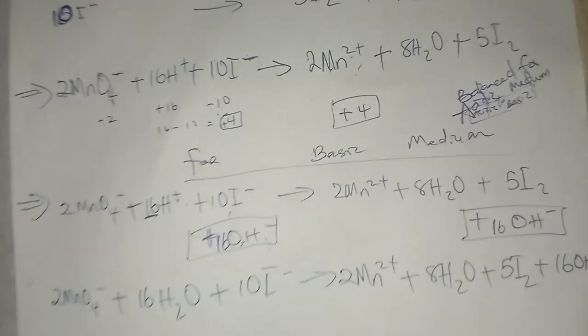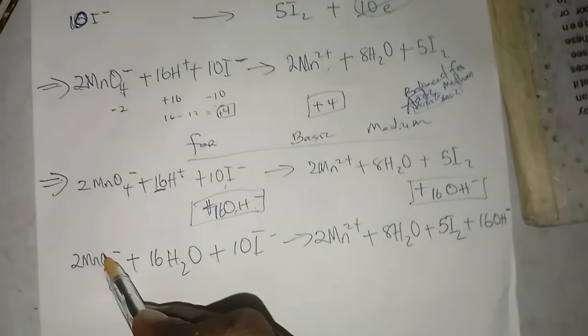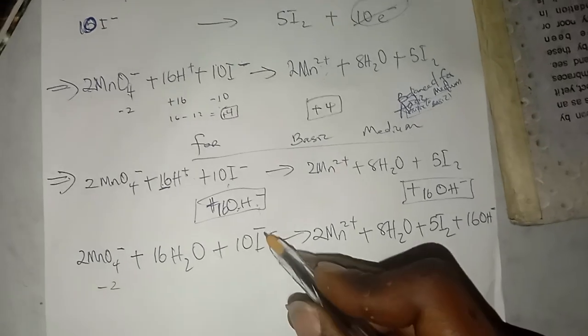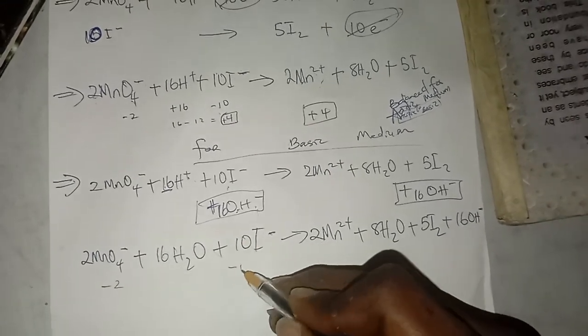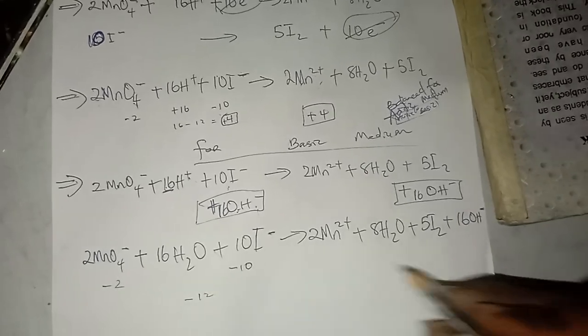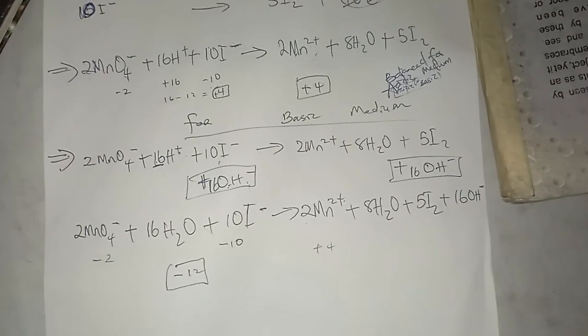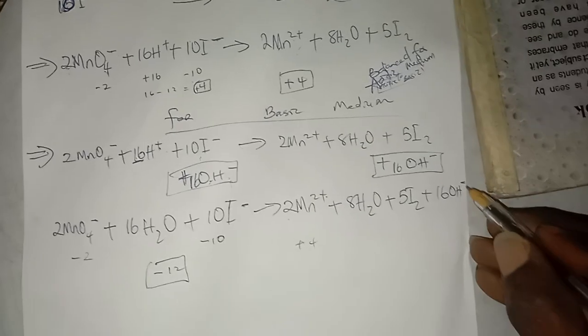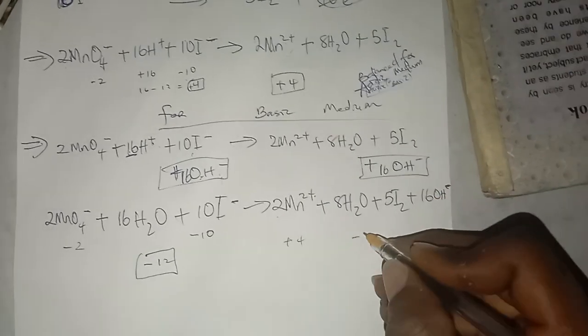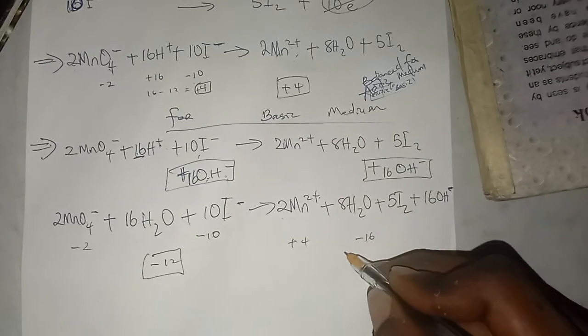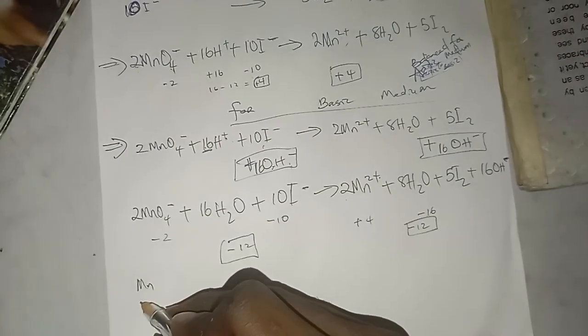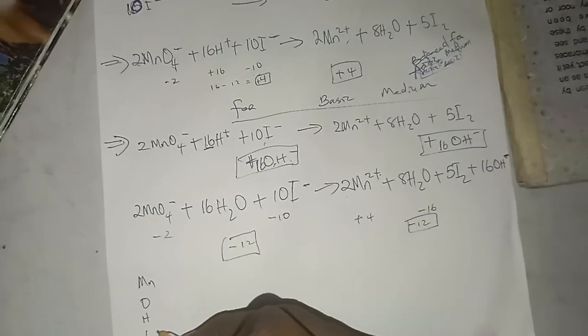But let's confirm first. Don't just see it's balanced and agree to it. You have to be sure. So for us to check and see if we are correct, this is minus times 2, minus 2. This is minus times 10, minus 10. So minus 10 minus 2 is minus 12. This is 2 times 2, 4, plus 4. This is minus times 16, minus 16, minus 16 plus 4 is minus 12. Charge is balanced here, equal. So now we have Mn, we have O, we have H, we have iodine.